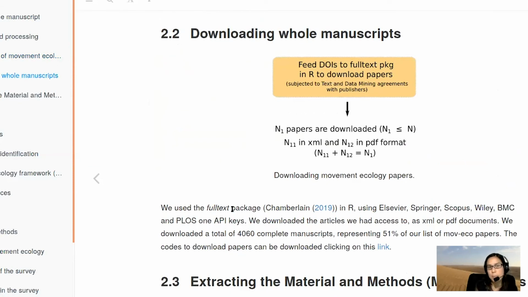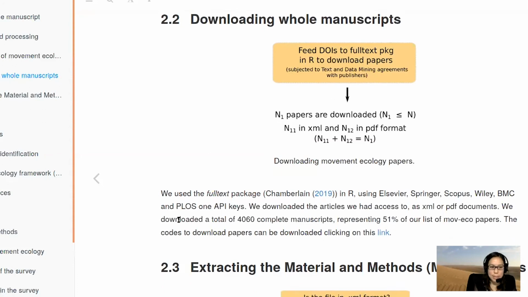luckily, there are some packages that make your life easier if you still want to do everything in R. So I used the fulltext package that allowed me to download the papers just using R code. Of course, in some cases, depending on the publishers, I needed to have an API. And if my university had some kind of data and text mining agreement with the publishers, it was easier. There are some places like PLOS ONE that are open access, so you can download everything without any problem. And it downloads everything in the right format.